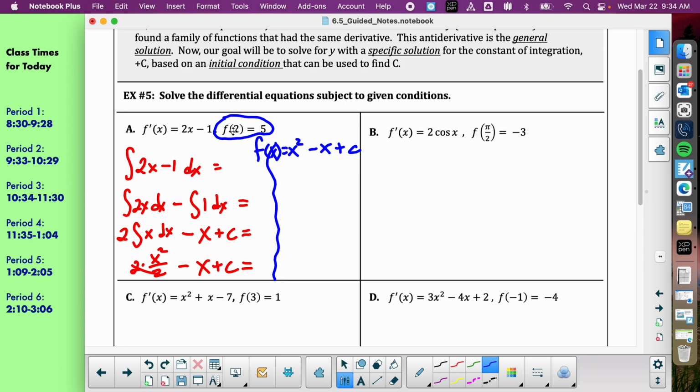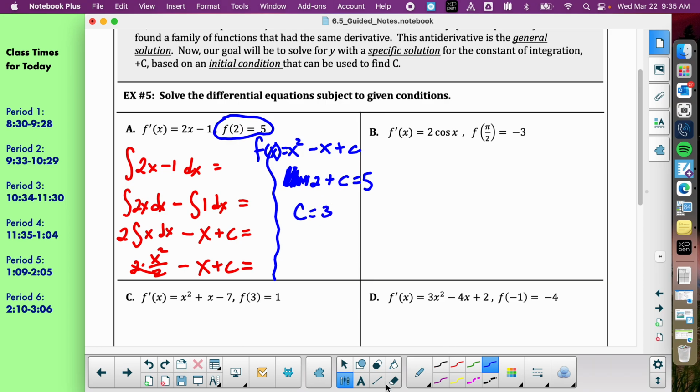Okay, perfect. The f of 2, the 2 being in the parentheses, means you're plugging in 2 in place of x. And then the answer would be 5. So we would have 2 squared minus 2 plus c equals 5. And you can put the 5 where f of x is. It's kind of up to you how you want to write it. But that's how we're going to go about figuring out c. So 4 minus 2 would be 2. Subtract 2. C equals 3.